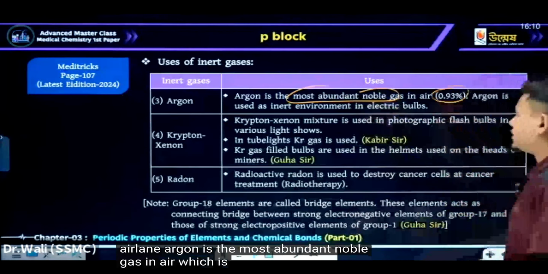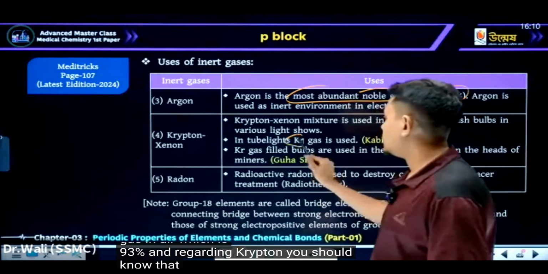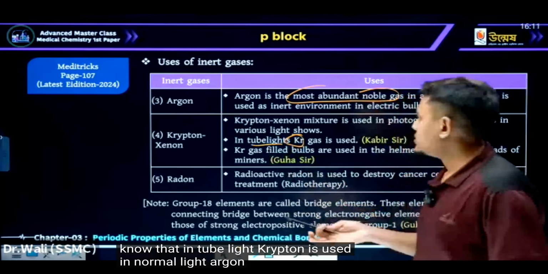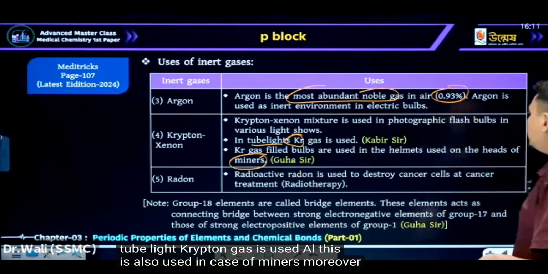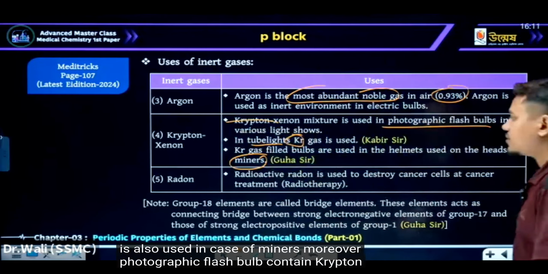Argon is the most abundant noble gas in air, which is 0.93%. And regarding krypton, you should know that in tube light krypton is used. In normal light, argon is used, but in tube light, krypton gas is used. Also, it is used in the case of miners. Moreover, photographic flash bulbs contain krypton. Okay.